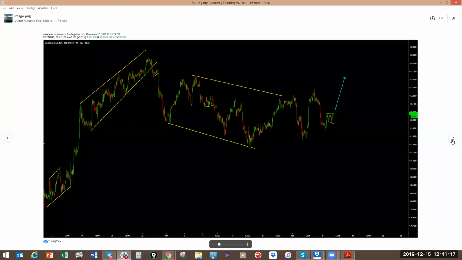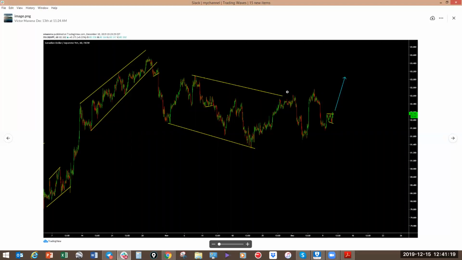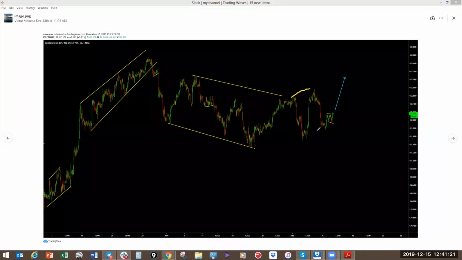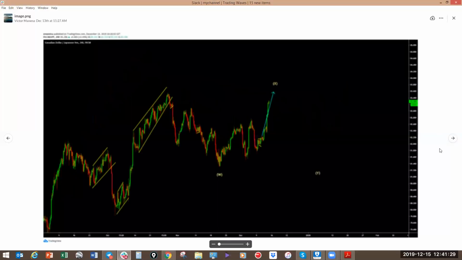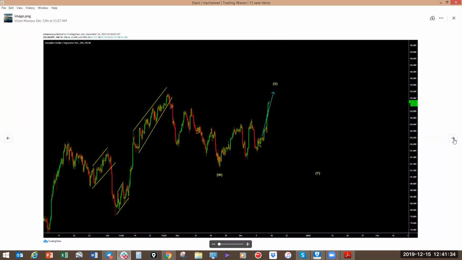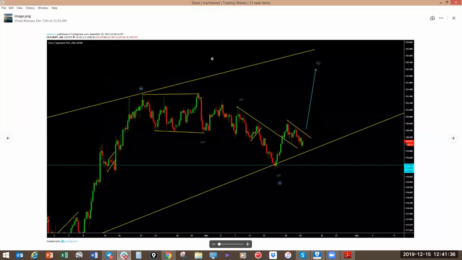Now this is CAD yen. CAD yen, what did we say about the yen pairs? We said exactly the same thing, that they were going to push higher based on the gold moves. Now, pullback correction, what happens? A move to the upside. All painless trades.